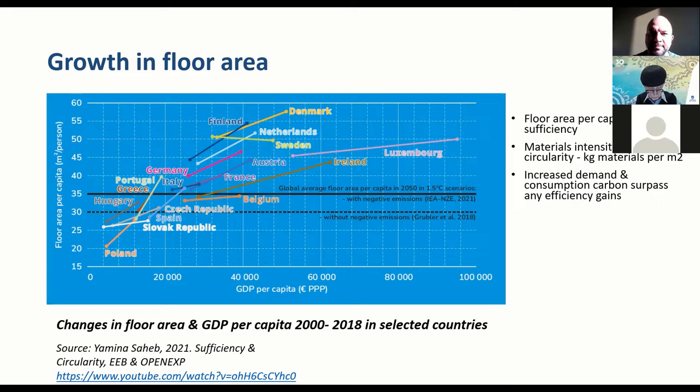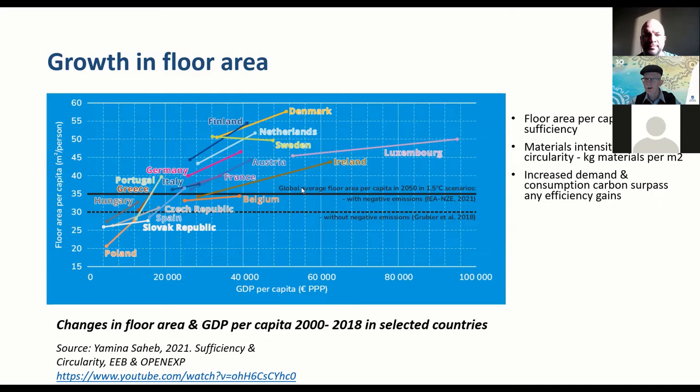So Yamina talks about this. She actually gave a presentation, which you can watch, where she talks about some of the solutions to this. It is about places like Finland reducing their per capita floor area in housing, by the way. I should have mentioned that this is about housing. And combining that with co-housing and things like that.